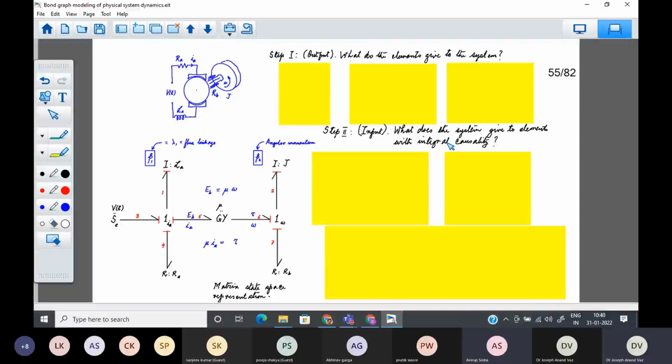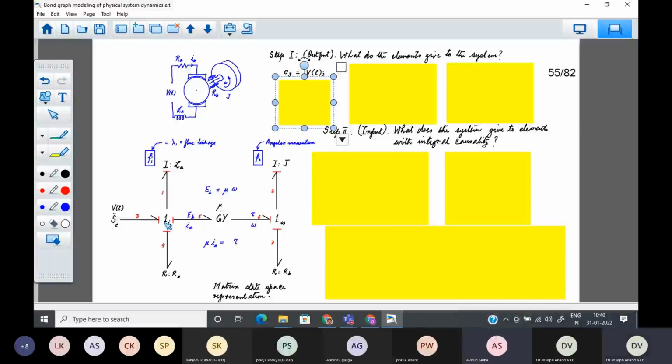Now, let us start with our procedure. So this is the physical system. This is its bond graph model. And we start with the first step of the algorithm. What do the elements give to the system? We have discussed earlier that it is a question relating to the output. What is the output of the elements? So we start with the first element. We start with sources always. So we'll start with the first element, that is, what does this source give to this?